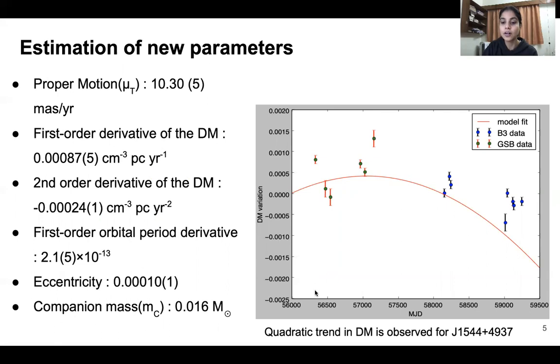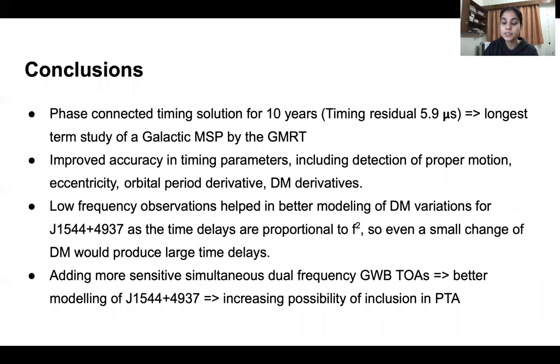Over here for J1544+4937, we have seen the quadratic trend in DM, and it can be seen that the DM1 and DM2 derivatives provide an okay fit to the DM variation observed. So the low frequency observations have helped us in better modeling of the DM variation for this particular pulsar, as the time delays are proportional to f squared. At lower frequencies, even a small change of DM produces large time delays, therefore easily detectable.